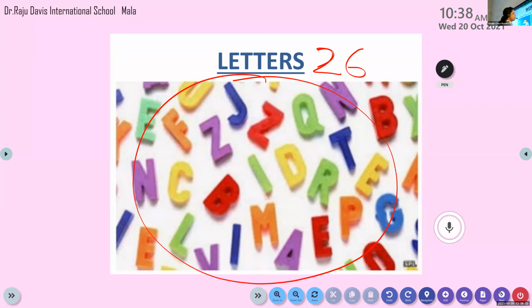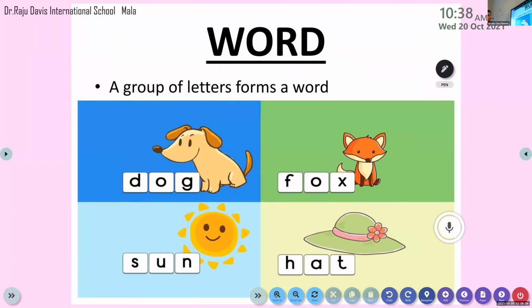How are the words formed, my dear children? When the letters are joined together in the proper order, we get words. When the letters are joined together in the proper order, we get a word. What is this word? Dog. D-O-G. So all the letters are joined together in the proper order. So we got the word dog.